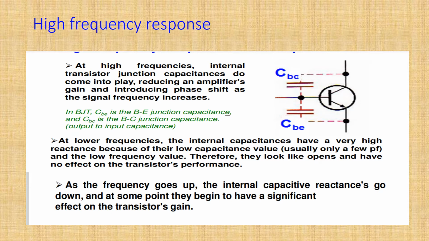At low frequency, the internal capacitances have a high reactance because of their low capacitive value, usually a few picofarads, and the low frequency value. Therefore, they look like open circuits and have no effect on the transistor performance. As the frequency goes up, these internal capacitive reactances due to CBC and CBE go down, and at that point they begin to have a significant effect on the transistor gain.